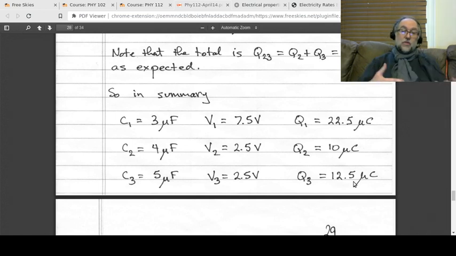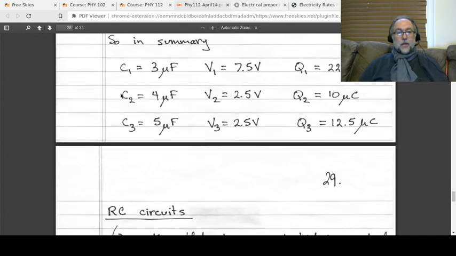Let me find that. Or conversely, you might know the charge. When they're in series, you'll know the charge, you'll know the capacitance, but you don't know the voltage. And so working this way through it, you'll be able to find everything that you're asked to find.